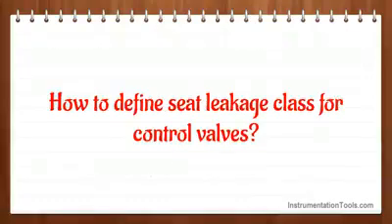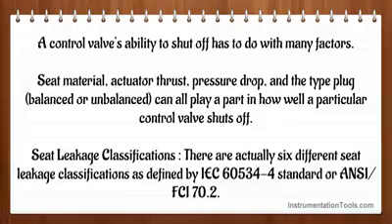How to define seat leakage class for control valves. A control valve's ability to shut off has to do with many factors. Seat material, actuator thrust, pressure drop, and the type of plug, balanced or unbalanced, can all play a part in how well a particular control valve shuts off. Seat leakage classifications. There are actually 6 different seat leakage classifications, as defined by IEC 60534-4 standard or ANSI FCI 70.2.